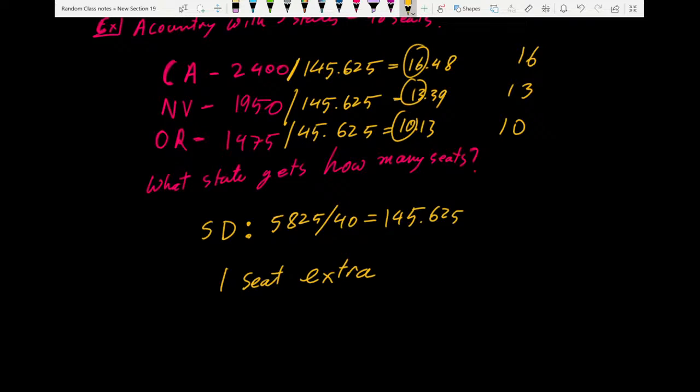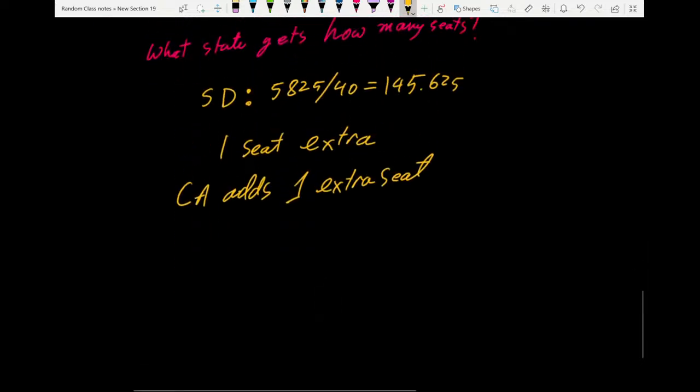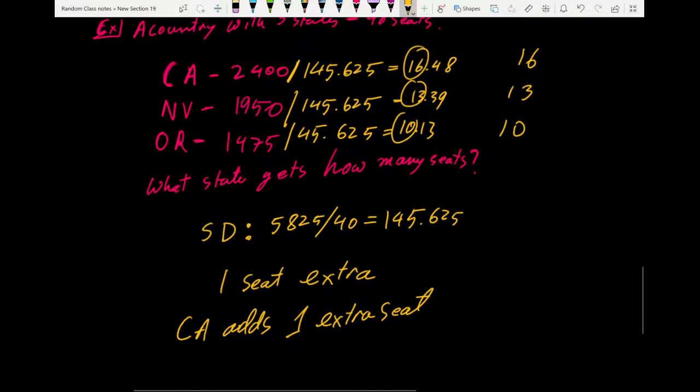So who gets that extra seat? If I look at all the numbers, which one has the highest decimal? This right over here. So therefore, California adds 1 extra seat. California ends up getting 17, 13, and 10. So what happens is your standard divisor changes, and with the standard divisor, you've got to look at your decimal numbers, and that's how it works. This is a really tricky one.